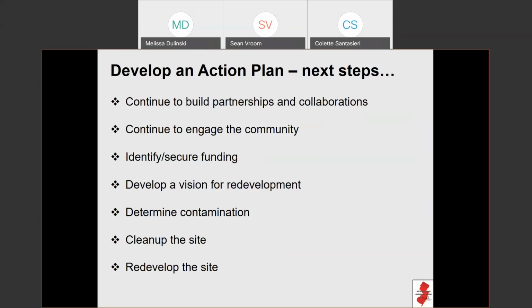Another example of the interdependency of the various steps is the development of a vision for the redeveloped site. If possible, you should know what the intended reuse of the brownfield site is going to be before you clean up the site. There are different cleanup standards depending on the end use of the site. What I'm showing you on this slide is just some of the items that you would include in your action plan.